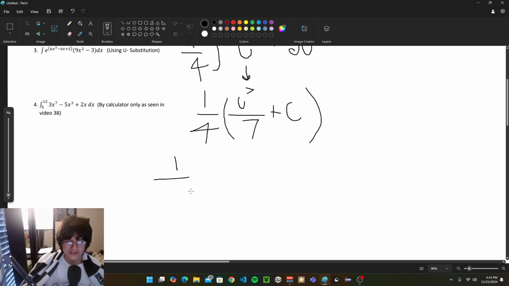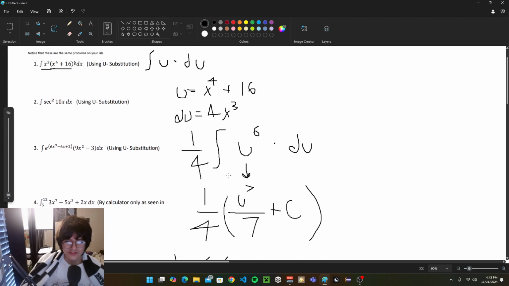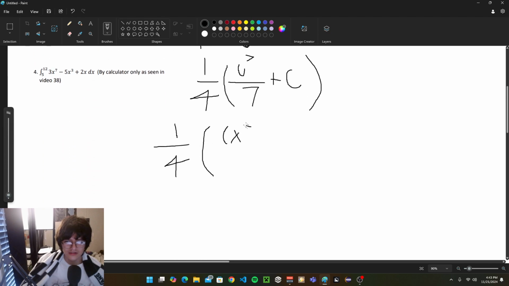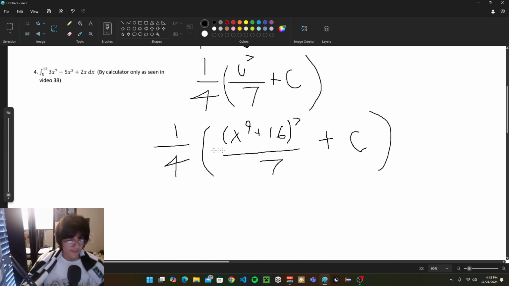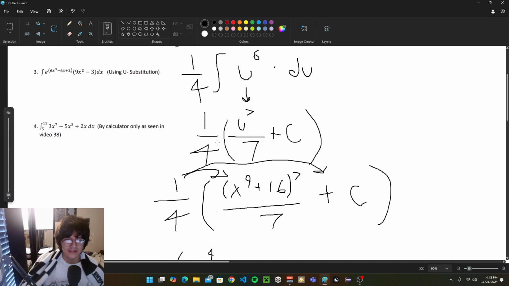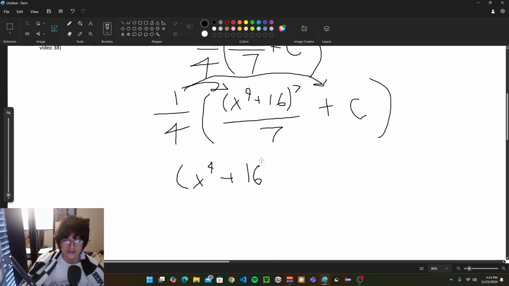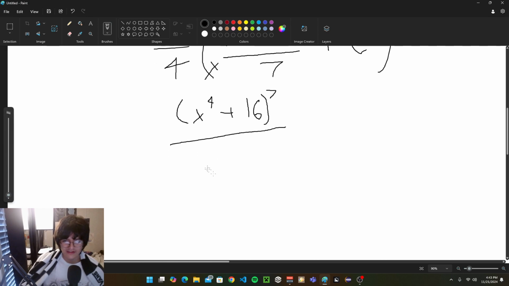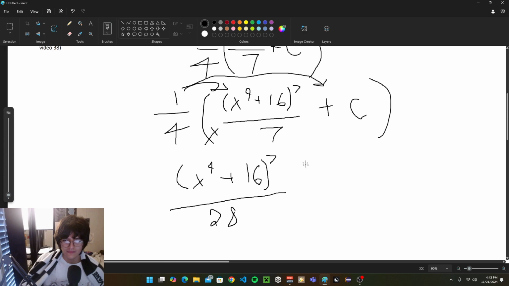So now we're just going to plug everything in. This is 1/4 times u, which is x to the power of 4 plus 16, all being raised to the power of 7 over 7 plus c. So now we're going to distribute this 1/4, so that'll be x to the power of 4 plus 16, all to the power of 7 over, this 4 times 7 gives us 28, plus c. This is my answer.